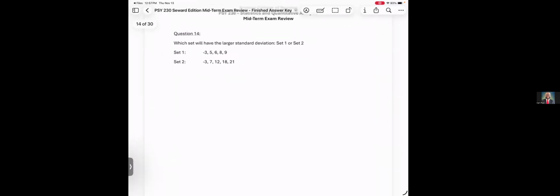It says, which set will have the larger standard deviation? Set 1 or set 2? What does this mean? This means, friends, you actually have to calculate the standard deviation of both of the quantities. There's no other way to get around it. You have to calculate the standard deviation of both quantities. So what I'm going to do is hit the pencil and do the standard deviation of set 1. So let me pick this color.